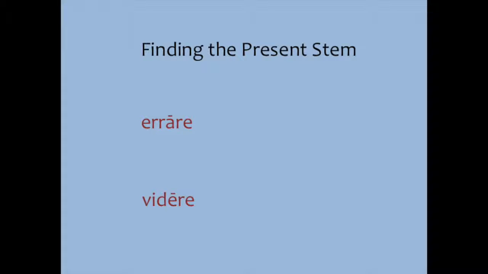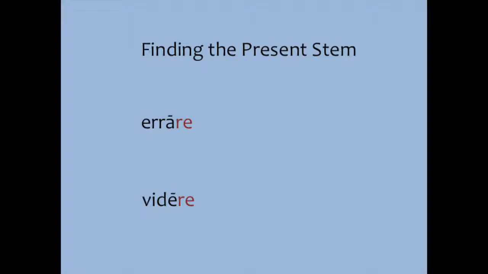Now, finding the present stem, that is the stem onto which you will put those endings we started this lecture with, requires us to do some changes to the infinitive. First, if you look at the ending, RE is the infinitive ending. If you drop those off, you will have the present stem. So if you drop the RE off of errare, you will have era. If you drop the RE off of videre, you have vide.